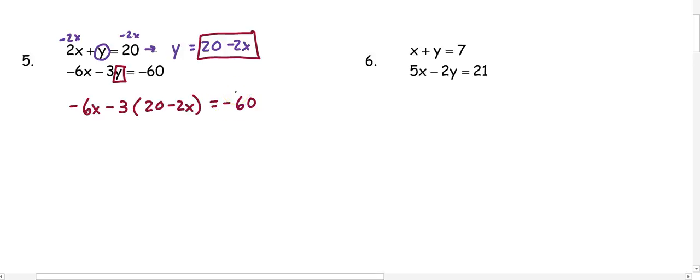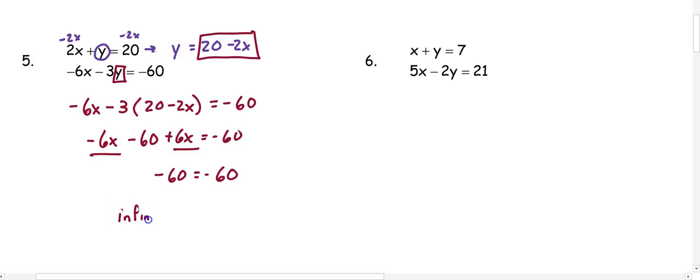Equals negative 60. So when I distribute, I get negative 3x minus 60 plus 6x equals negative 60. When I combine the x's, I get 0, and I'm left with negative 60 equals negative 60. This is a true statement, so this is our other special case. Remember, when this is true, we're going to have infinitely many solutions.